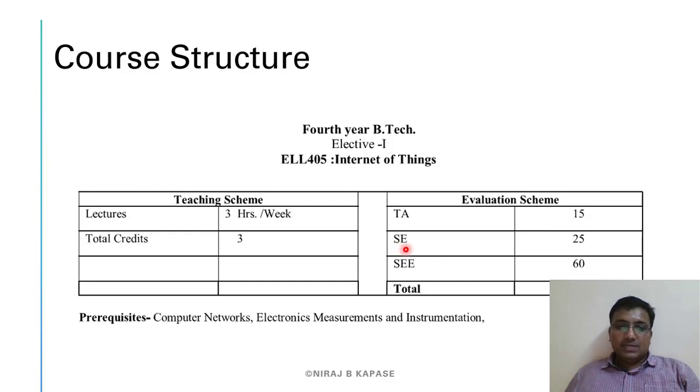Then the semester examination is of 25 marks. Only one mid-semester examination is there, and that is of 25 marks. And you have the SEE, the semester end examination, that is of 60 marks. So all together this is 100 marks. We have 25 plus 15, which comprises your term work: the teachers assessment marks as well as the internal examination, which you call the mid-semester examination. This comprises 40 marks, and 60 marks are for the SEE, the semester end examination. Total is 100 marks.